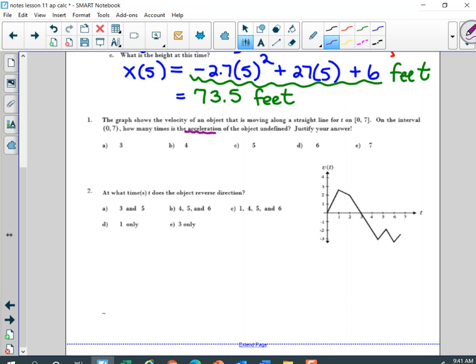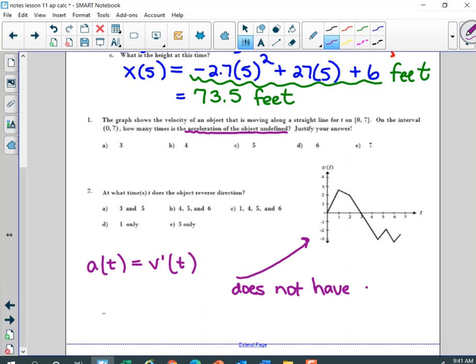The question is about the acceleration being undefined. In order to answer that question, you need to remember that the acceleration is the derivative of the velocity. So basically, we're asking where this velocity graph does not have a derivative, or where it is not differentiable.